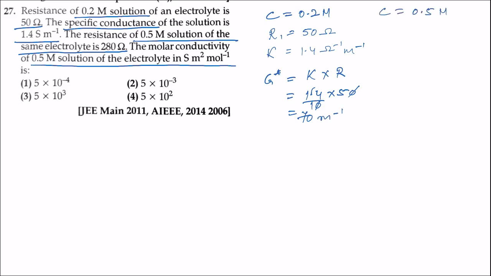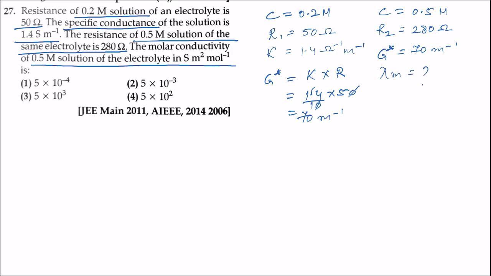Now in the same cell, the same electrolyte is taken, but this time the concentration is different. It is 0.5 moles per liter, and the resistance is 280 ohm. The cell constant will be 70 per meter because the same conductivity cell is used. Molar conductivity has to be calculated.